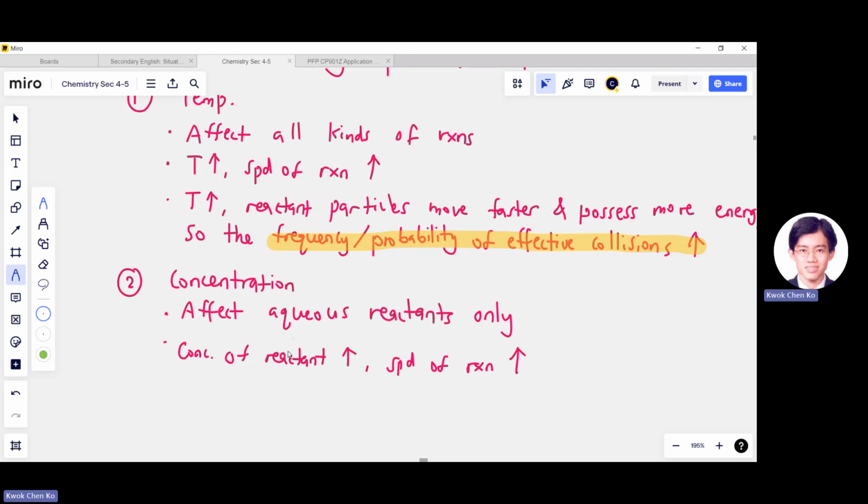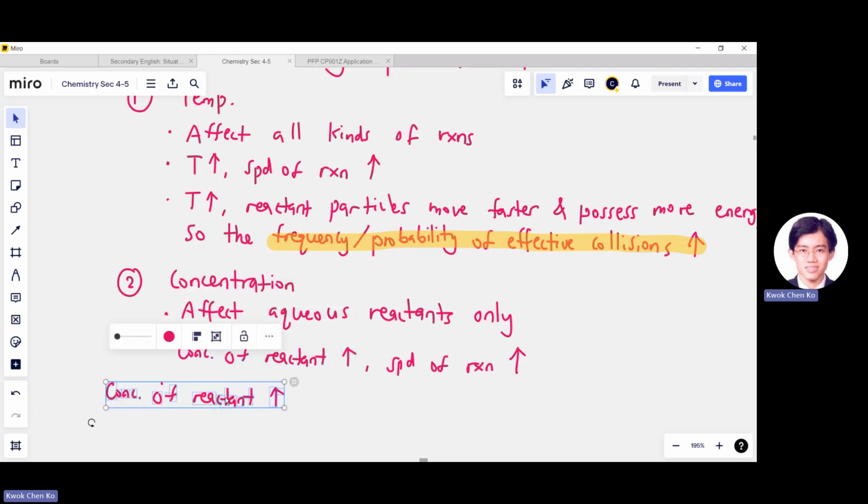Must be reactant. We do not care about products. Higher gradient, higher difference of gradient.